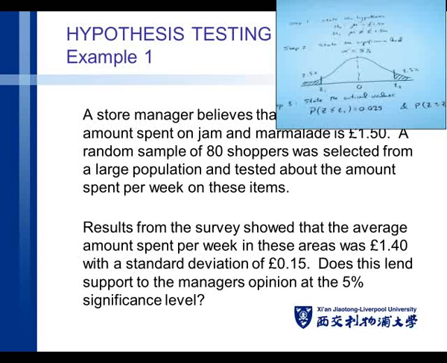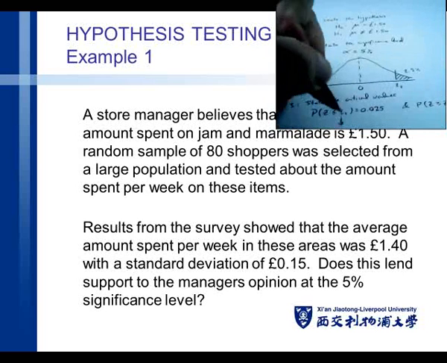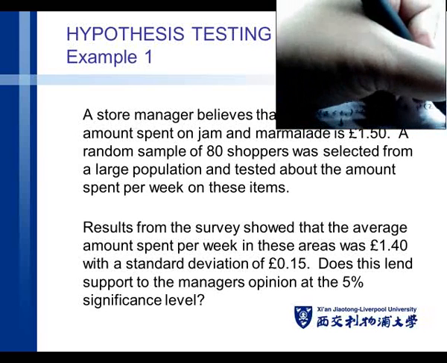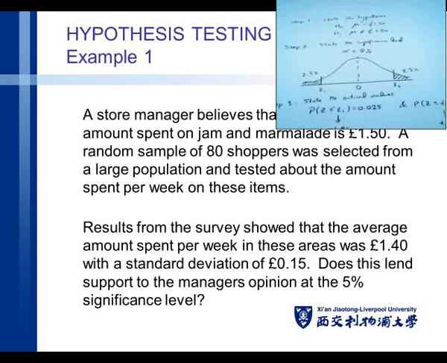So these numbers, you usually just memorize them, because you're going to use them so often that you end up memorizing them. This Z1 is minus 1.96. This Z2 is plus 1.96.